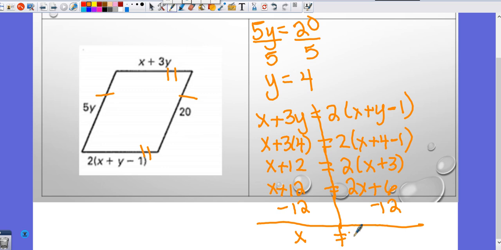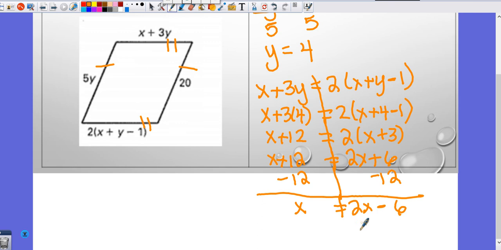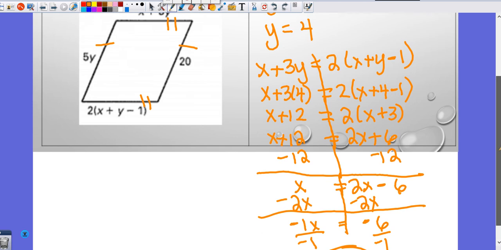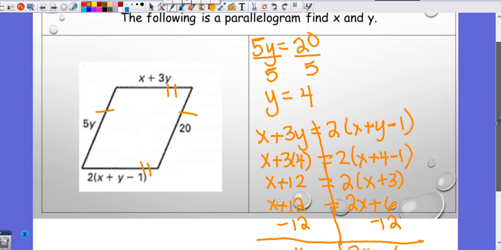X equals 2x minus 6. Negative 2x, negative 2x. So we get negative 1x equals negative 6. Then we need to divide by negative 1, divide by negative 1. X equals 6. So we got our x and our y, and it just said find x and y.